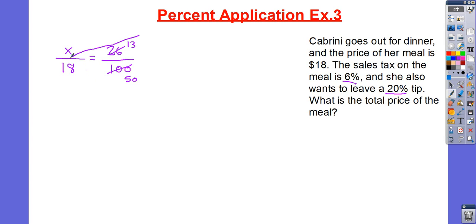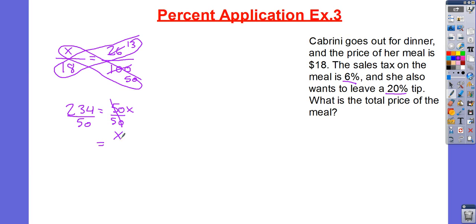So I'm going to take 13 and multiply by 18. So 13 times 18 is going to give me 234. 50 and x is just going to give me 50x. So I'm going to go ahead and divide this side by 50 and divide this side by 50. So when I go ahead and do that, I'm going to get x is equal to 4.68. So in total, with the sales tax as well as the tip that I'm leaving, it's going to be $4.68.